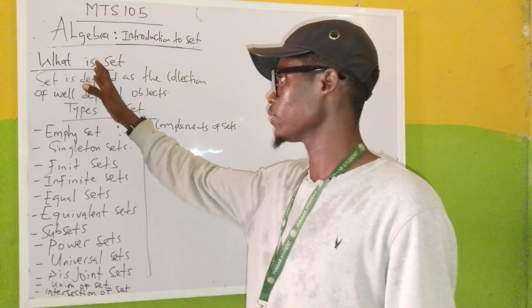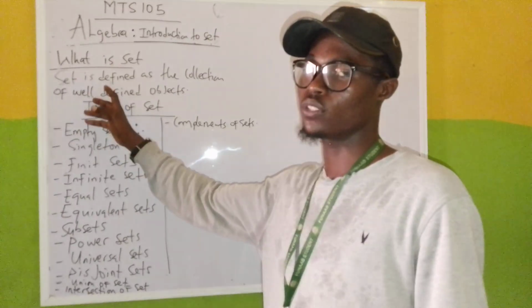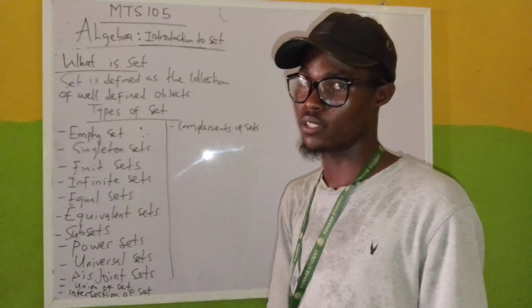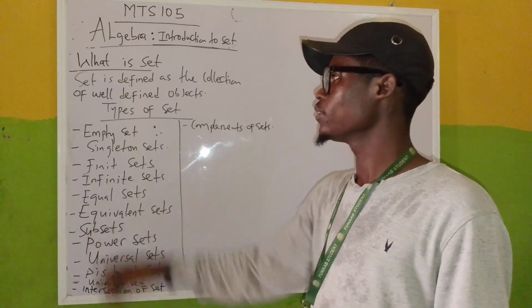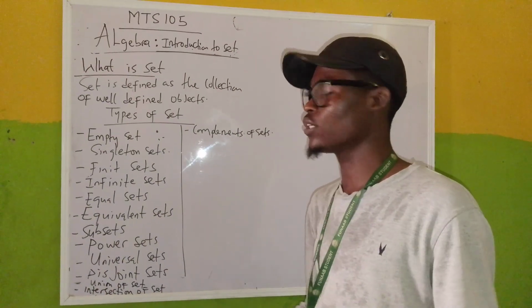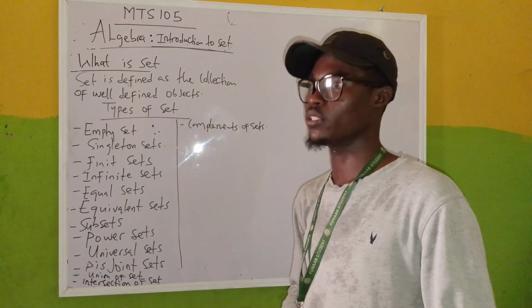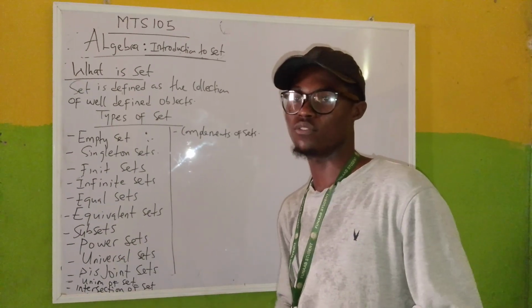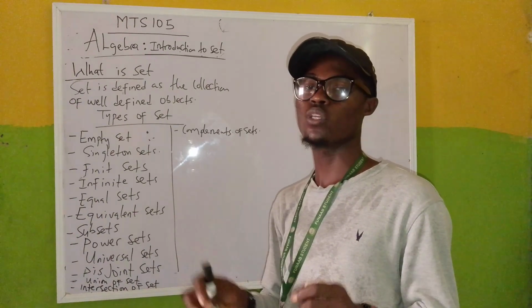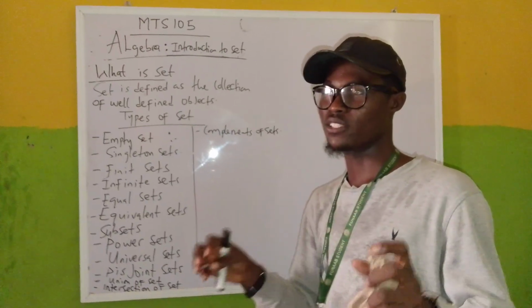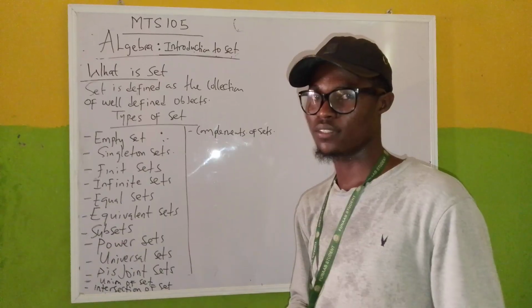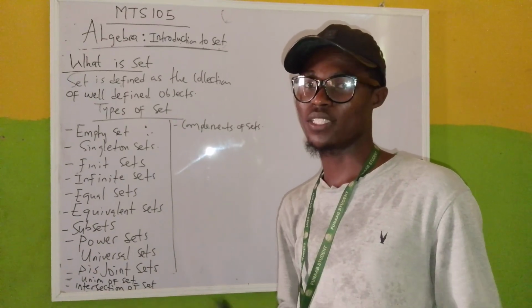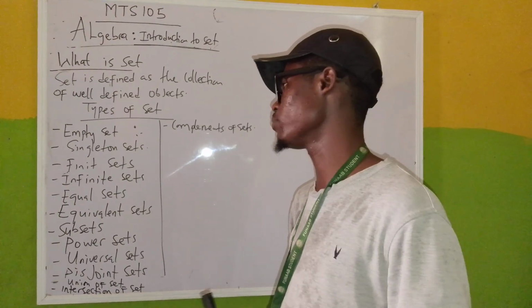If you are asked what a set is, nobody will ask you the question, obviously. It can only come out in your OBJ. And theoretically no one will ask you. So a set is defined as what? As a collection of well-defined objects. What are those well-defined objects? Objects with meaning. Those are what we call well-defined objects.